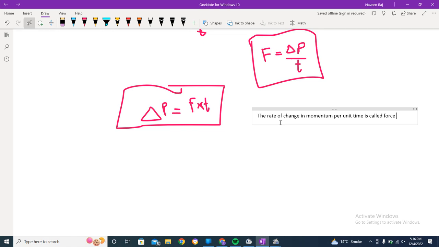Now this is a new definition of force, and that will help you shortly. Here we have seen a new definition of force, and this shows that force and momentum are directly proportional, and a rest body has zero momentum.